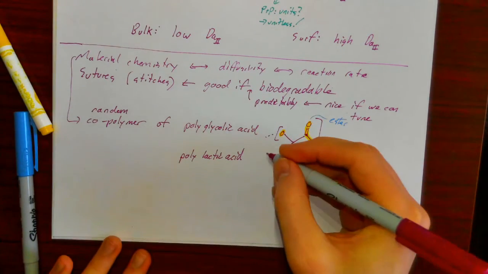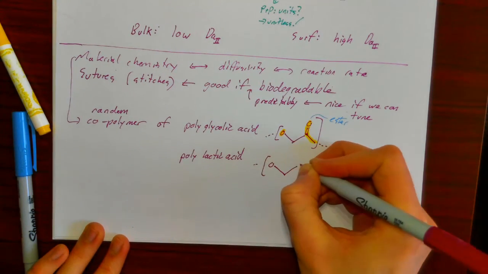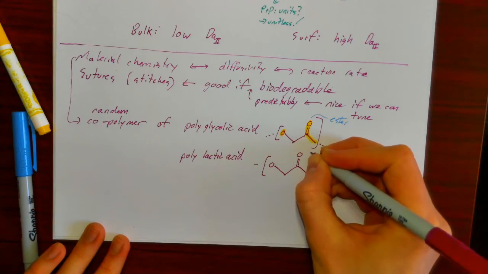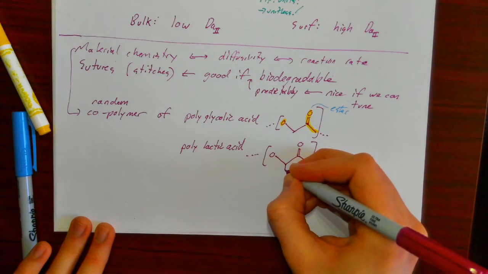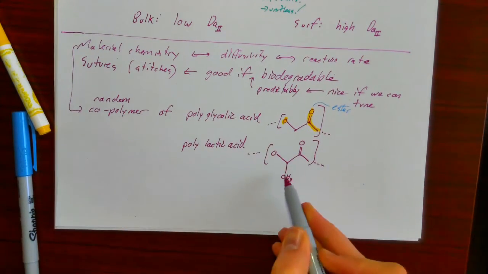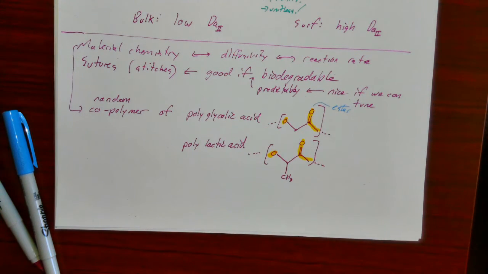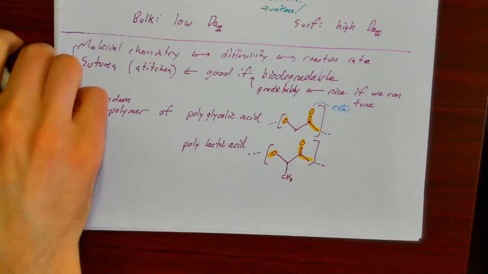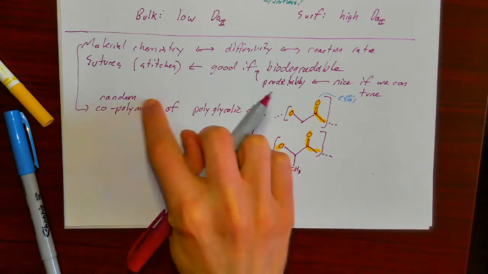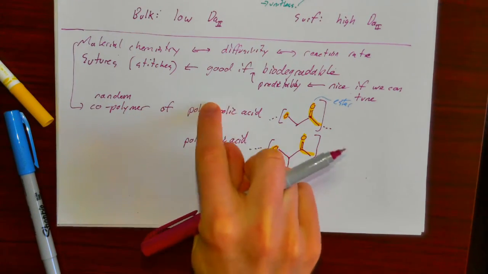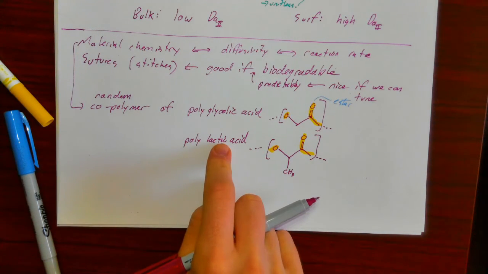Polylactic acid looks very similar to polyglycolic acid, almost identical. The one tweak is that there's a methyl group right here. So again, it's a polyester in the same way that polyglycolic acid is. So if we're thinking about making a random copolymer, I basically have some fraction of my monomers as polyglycolic acid, and some fraction of my monomers as polylactic acid.